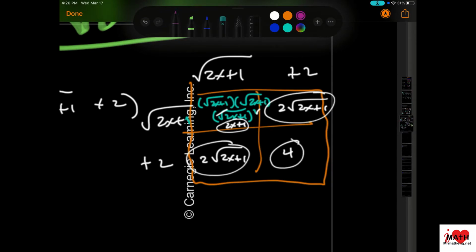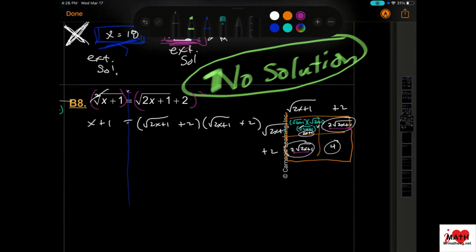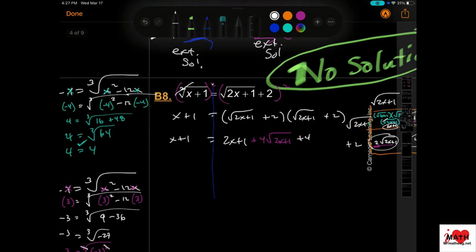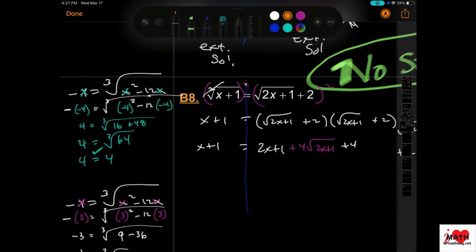Now, this one here in pink, you can combine. So let's go ahead and write this out. 2x plus 1. The pink one I said is you adding 2 plus 2 is 4. So 4 times 2x plus 1 plus 4. Let's do that in white. I have x plus 1. Okay, what I'm going to do now is I'm going to move everything that's not in the radical, everything in white, to the left side. So subtract 2x. I'm going to subtract 1 and subtract 4.